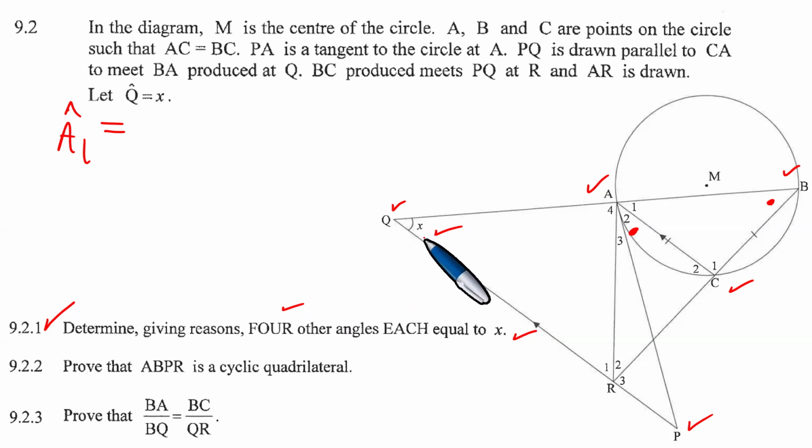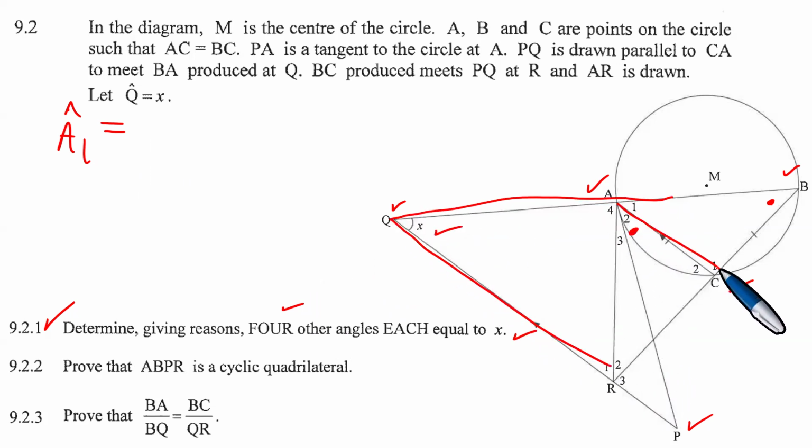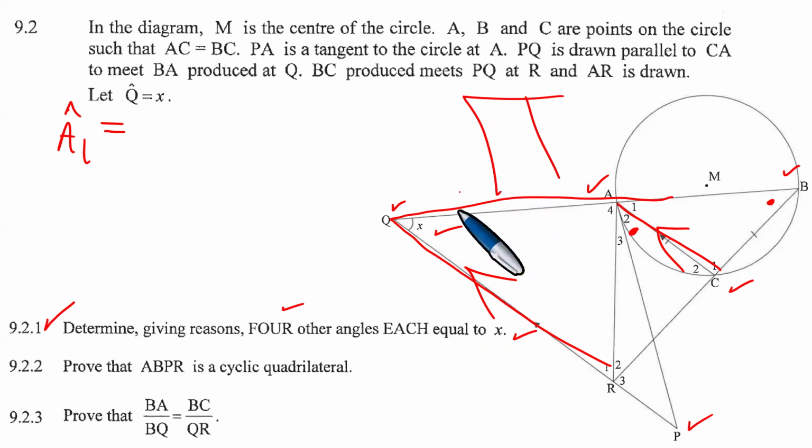Right. So we're able to see that first of all this angle is X, but there's this thing here. This one is parallel to this one. So if you have this parallel to this, then we have A1 here. Right, so that angle A1 is equal to X.